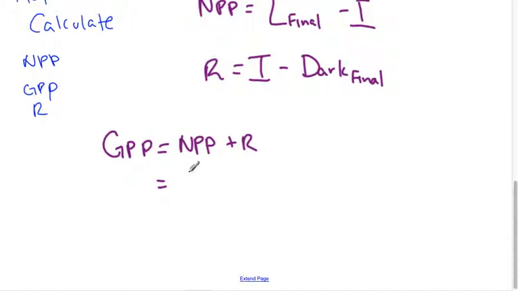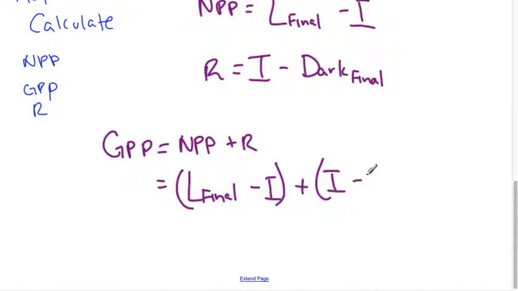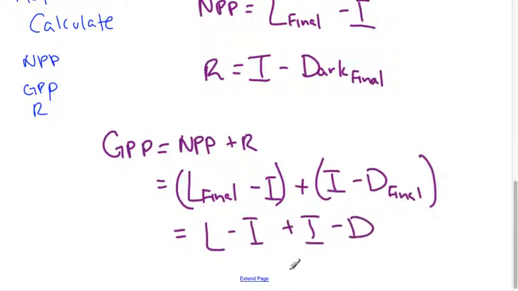So if NPP is light final minus initial, and I have to add back respiration, which from up here is initial minus dark final, that's going to give us, if we do some math, and I'm just going to do a little bit of algebra here.